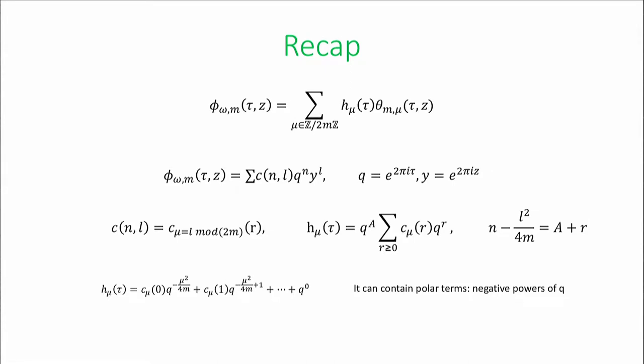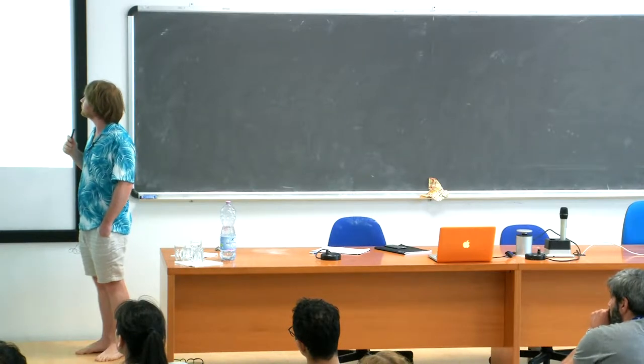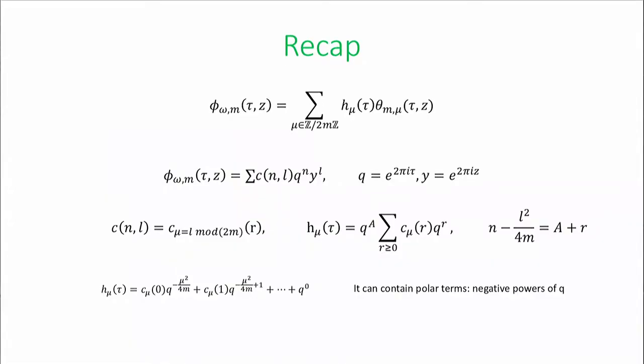Another key aspect is that this h_mu(tau) can have negative powers of q. It usually starts with q to the minus mu squared over 4m, and then you sum up to reach positive powers. Yeah? The third equation on the third line. This capital A is the same as the capital A? Yeah, this A will be this minus mu squared over 4m. So I can write capital A to be equal to something minus r, but r is the summation index. You're summing over r, and this goes from 0 to infinity. Okay.